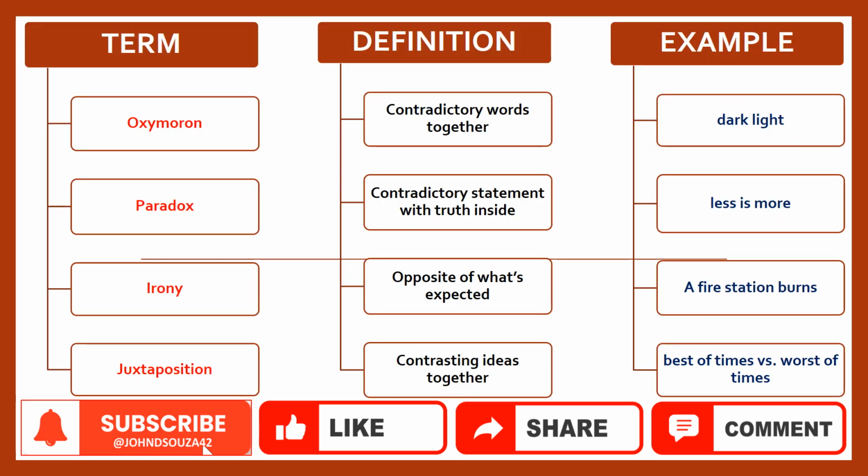Let's compare oxymoron with paradox, irony, and juxtaposition. Each brings a unique flavor to language. All four add depth to language by highlighting contrast. Oxymoron combines contradictory words. Paradox presents a contradictory statement revealing a truth. Irony highlights unexpected contrasts between expectations and reality. And juxtaposition places contrasting ideas together.